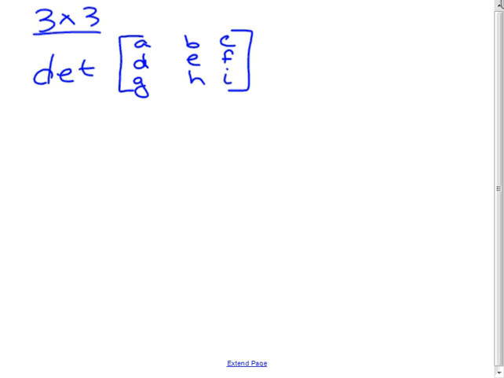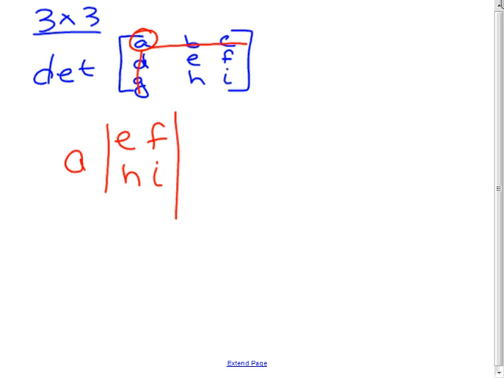I'm going to start with that top left, A. So again, this is a 3 by 3 matrix. I have A. Then what I'm going to do is I'm going to cross out its row and its column. So I'm just left with E, F, H, I. That's a 2 by 2, and I'm going to have to find the determinant of it. So A is going to be some number, some constant, some scalar multiplied to a determinant. Again, the bars here just mean this is a determinant, which is just a number.